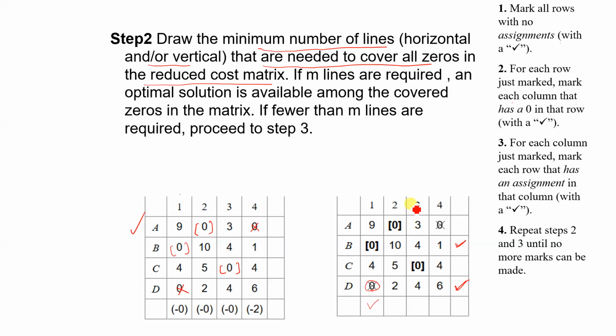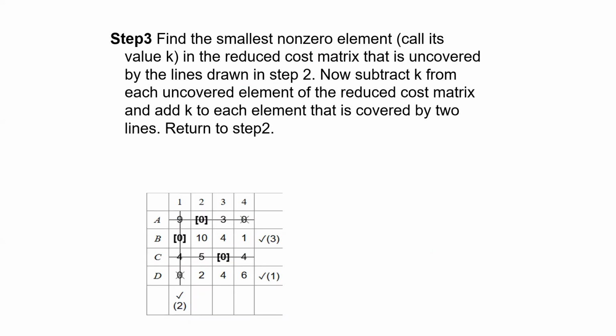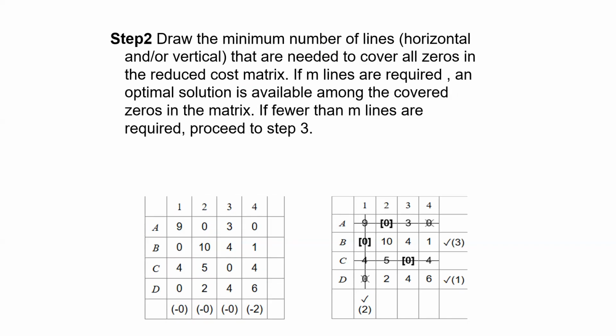Now you have to cover these. So you have to cover this marked column first of all, and then cover all unmarked rows. So this is how you can cover all the zeros with the minimum number of lines. I hope it makes sense. Now let's move to the next step.